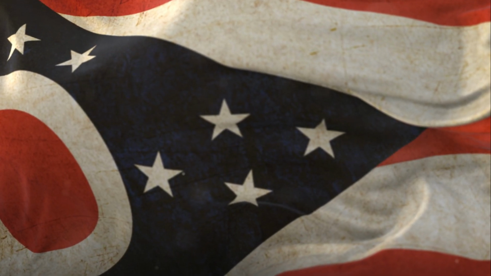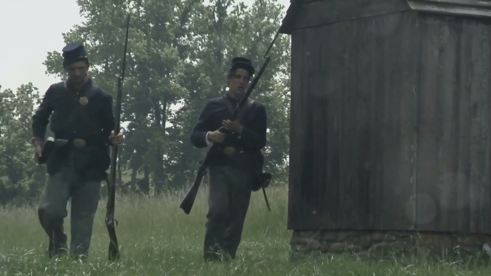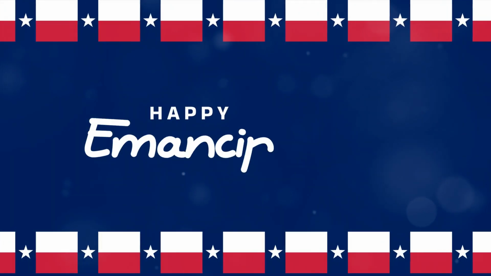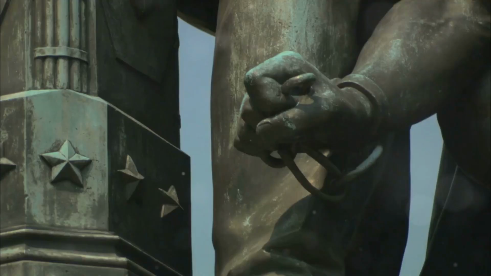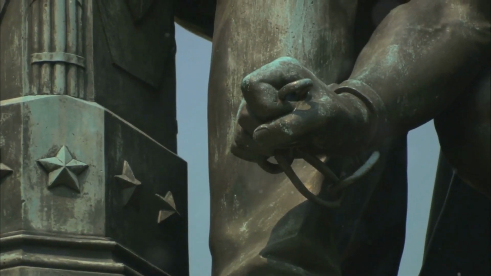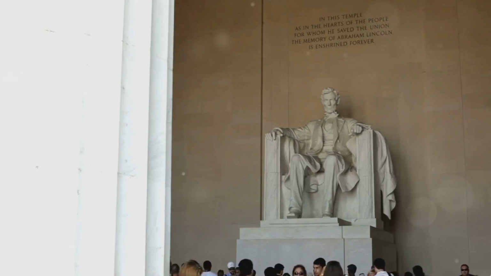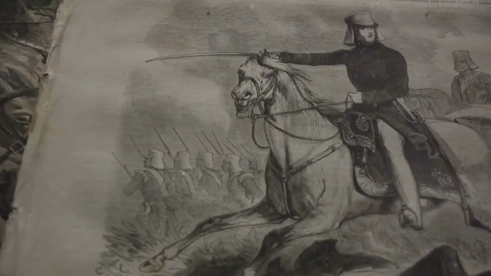Section 4. Impact of the Civil War on American society and politics. The United States Civil War had a profound impact on American society. One of the most significant outcomes was the end of slavery. The Emancipation Proclamation in 1863 declared that enslaved people in Confederate states were free. The 13th Amendment, passed in 1865, abolished slavery throughout the United States.